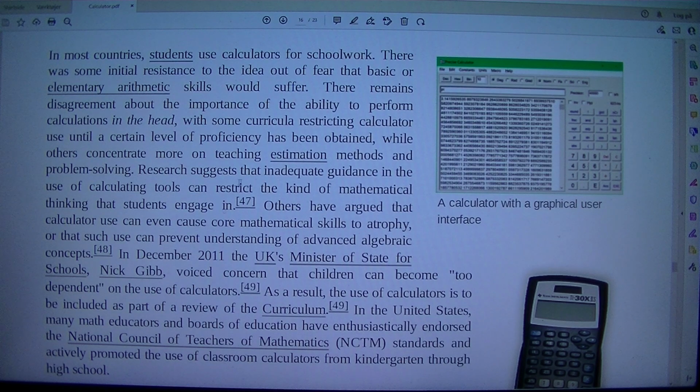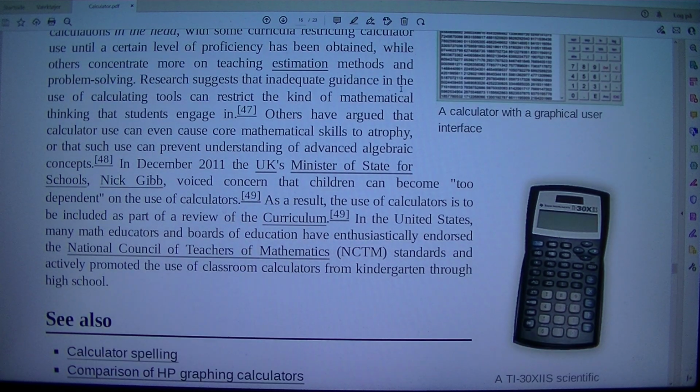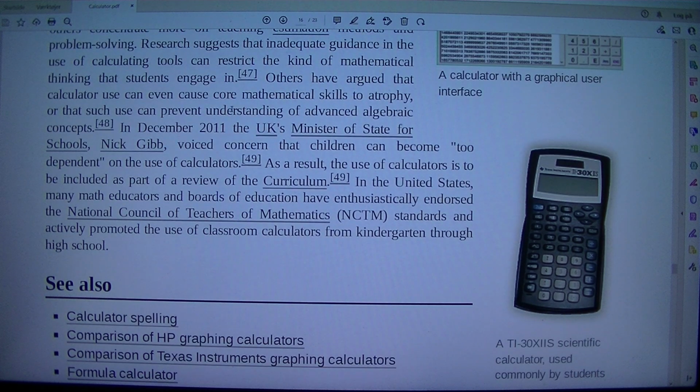solving. Research suggests that inadequate guidance in use of calculating tools can restrict the kind of mathematical thinking that students engage in. 47. Others have argued that calculator use can even cause core mathematical skills to atrophy, or that such use can prevent understanding of advanced algebraic concepts. 48. In December 2011, the UK's Minister of State for Schools, Nick Gibb, voiced concern that children can become too dependent on the use of calculators. 49. As a result, the use of calculators is included as part of a review of the curriculum.